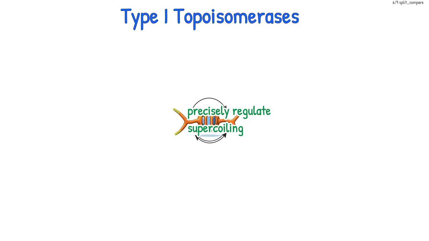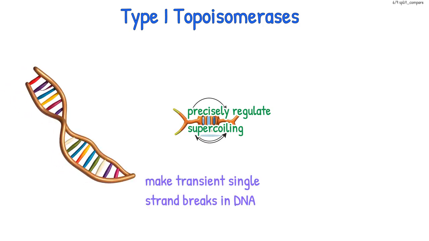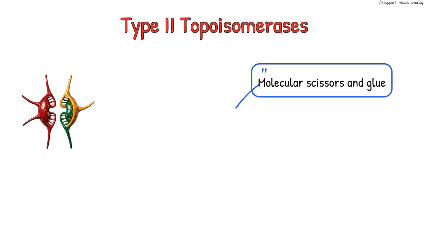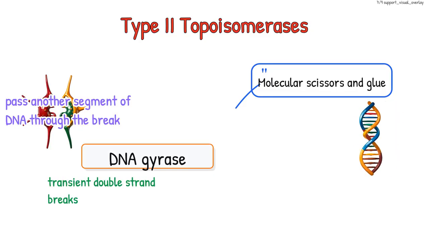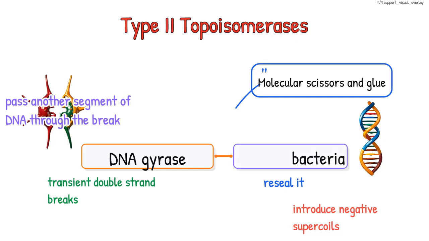Type I topoisomerases make transient single-strand breaks in DNA, allow controlled rotation or strand passage to change the linking number by 1, and then reseal the break. They primarily relax supercoils. Type II topoisomerases, such as DNA gyrase and topoisomerase IV, make transient double-strand breaks, pass another segment of DNA through the break, and reseal it. They can introduce negative supercoils, as gyrase does in bacteria, or relax both positive and negative supercoils. They change the linking number by 2.